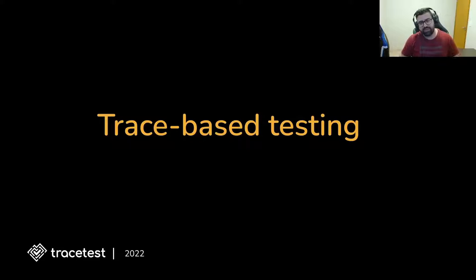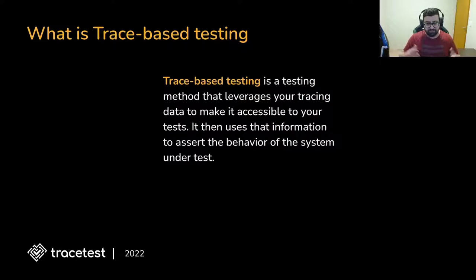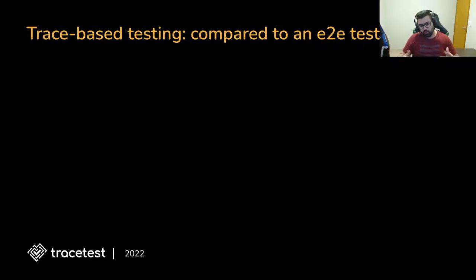You might be asking, what's that? So basically, trace-based testing is a test method that leverages your tracing data to make it accessible to our tests. So we can use that information to assert the behavior of the system. Okay, but what does that mean? How does that compare to my existing end-to-end tests? Sure. But let's take a look.